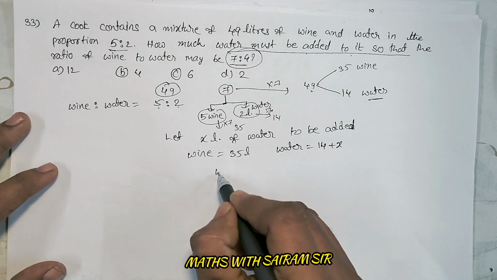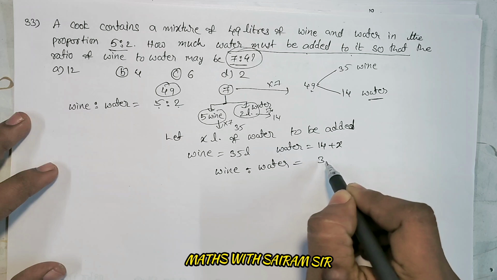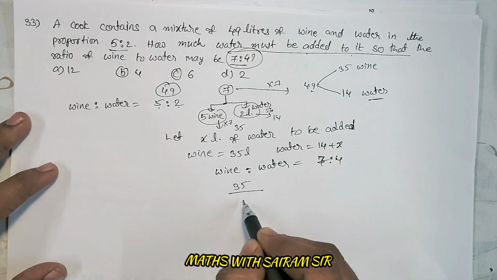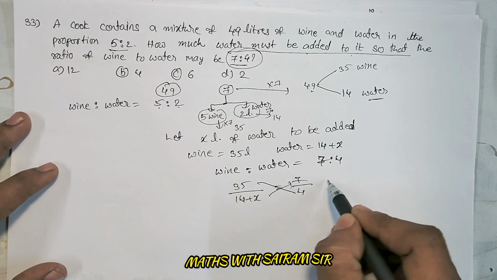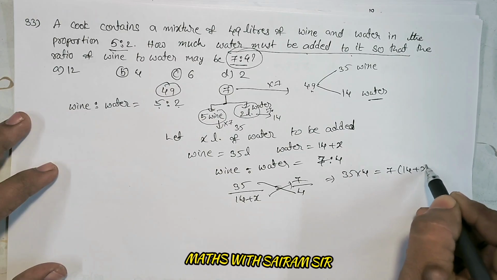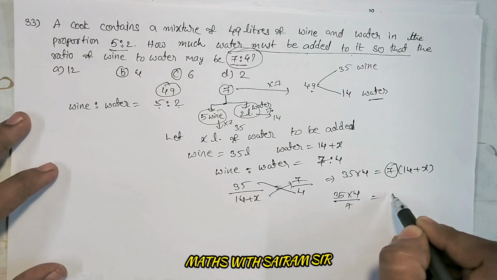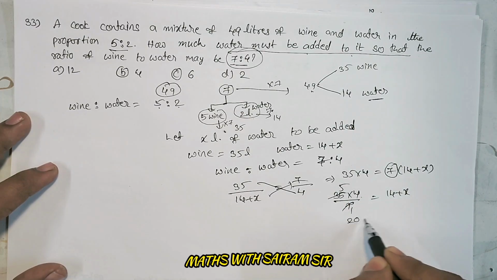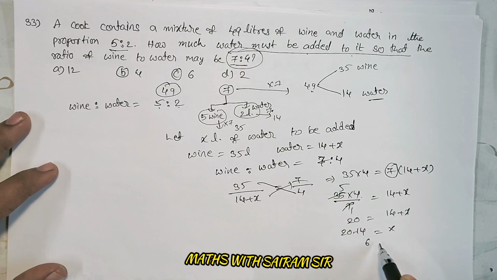Okay, so wine to water is given as 7:4. So wine is 35 liters, by 14 plus x is given as 7/4. Doing cross multiplication, we get 35 into 4 is equal to 7 times (14 plus x). Transposing the multiplier 7 to the other side, 35 into 4 by 7 is equal to 14 plus x. So 7 1s are 7, 7 5s are 35, 5 4s are 20, so 20 is equal to 14 plus x. From this, x is equal to 20 minus 14, that is 6. x is equal to 6 liters.